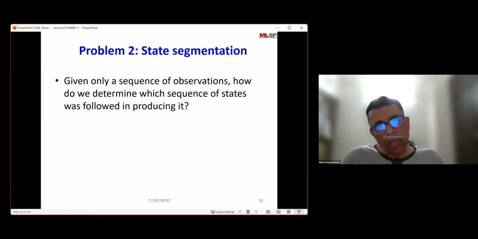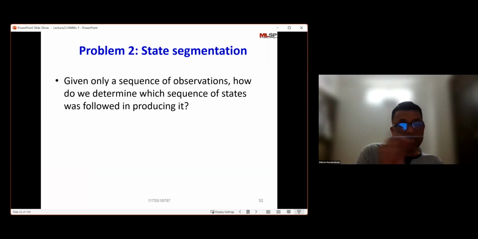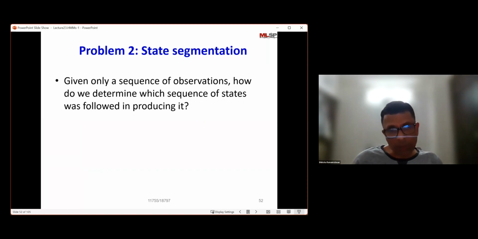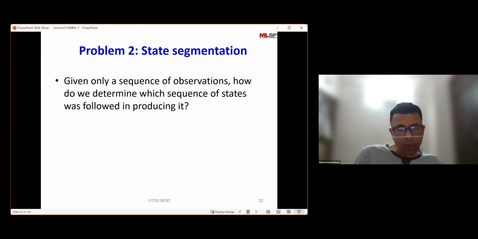Okay. So now here's the second problem. This is more interesting to us for various reasons, which you won't see immediately, but maybe in 2 classes from now. You're given only a sequence of observations. How do we determine which sequence of states was followed in producing this sequence of observations?